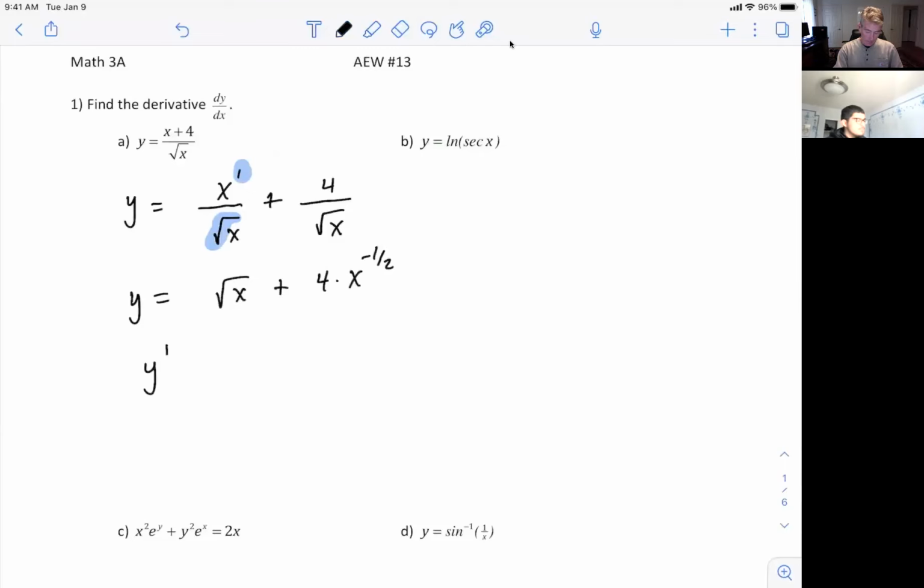And then take the derivative. So the derivative for square root of x is going to be 1 over 2 times the square root of x. And for the second one, use the power rule. So take the negative 1/2 and multiply, and then subtract 1 from the exponent. So what does that leave? Negative 1/2 times 4, so that's a negative 2. And then x to the negative 3/2.